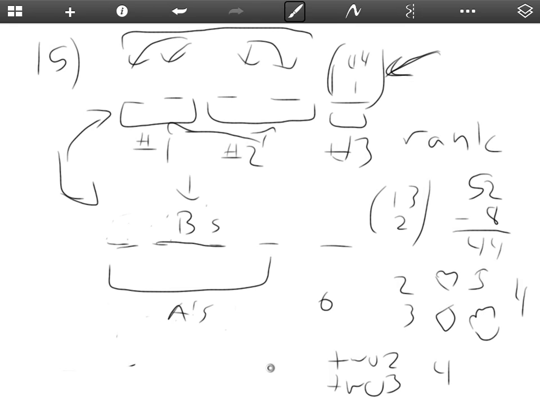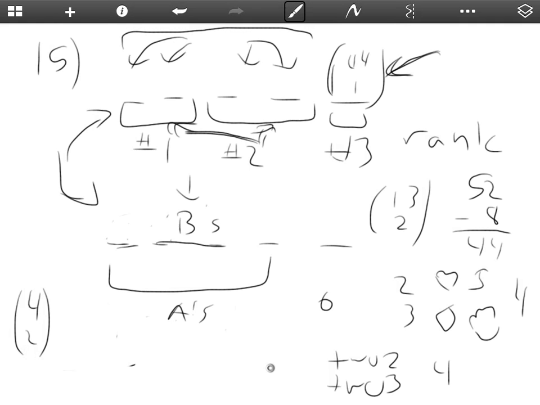So that's where 44 choose 1 comes from, and the 13 choose 2 comes from choosing this rank and this rank at the same time out of 13 different ranks. And then the colors are going to be 4 choose 2 colors for the first.